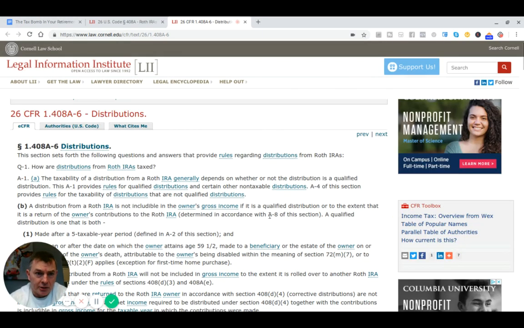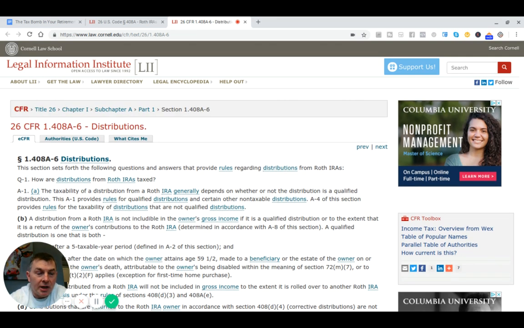All right, so here's the Cornell Law School Legal Information Institute, and I'll put a link in the show notes. And so this is IRC code 1.408A, distributions.